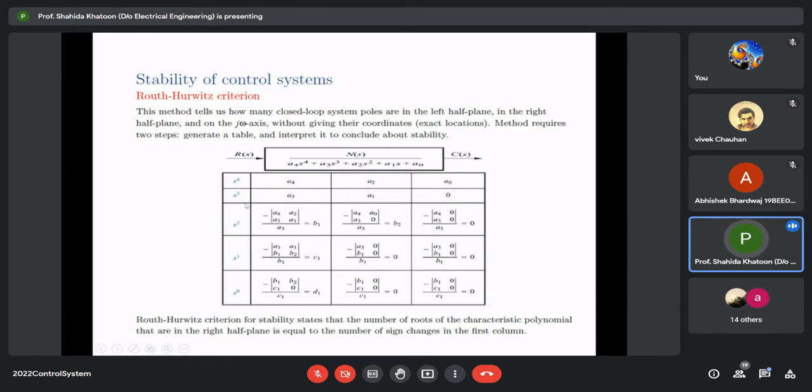Then for s^3, the coefficient is a3, so we substitute a3 here, and then we ignore the even part and go to the odd part. The coefficient is a1, so we substitute a1 here, and the next item is 0 because there is no other item, so we substitute 0 here. Then we calculate the next row of the Routh table.